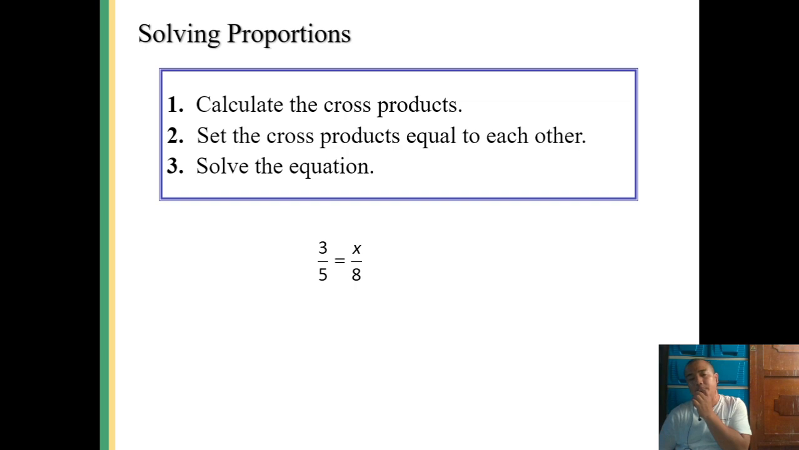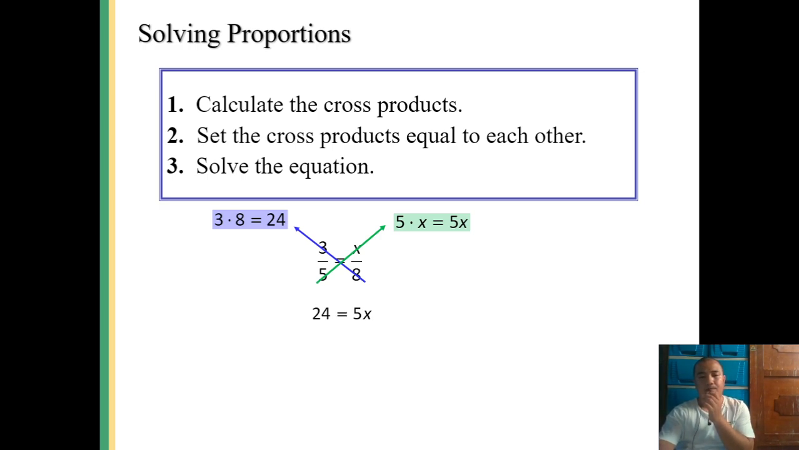3/5 is equal to x over 8. What is x? Just cross multiply. 8 times 3 is 24. 5 times x is 5x. So 5x is equal to 24. From that, we can divide both sides by 5. X is equal to 24 over 5. That's now the answer.